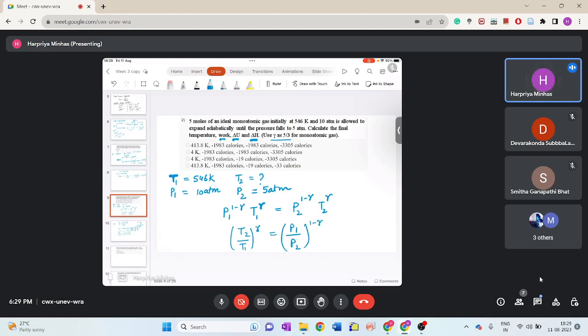So these two options are ruled out. Now we are left with two options, that is 413.8 Kelvin and 413.8 Kelvin, the A and D options. Okay, so now move to the next part, that is work, del U and del H.